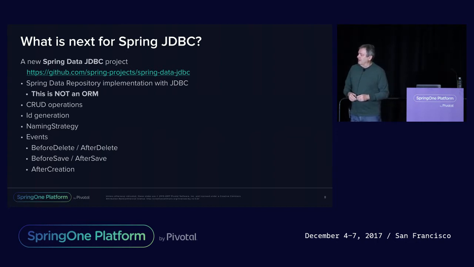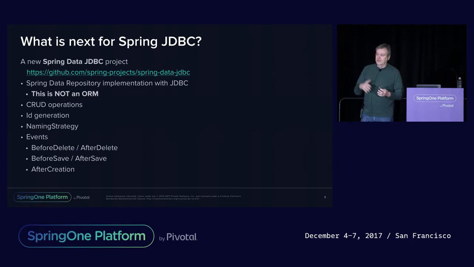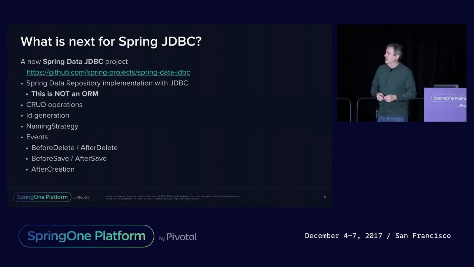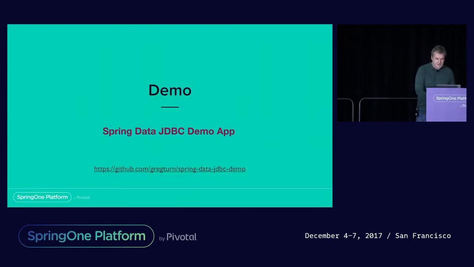And it provides you the CRUD operations for your business objects. It does support ID generation, and you can provide a naming strategy to match your business objects to your tables. And they also have some events that you can intercept, like before or after delete, before and after save, and after the object's created. So you can customize the data that actually goes in or comes out of the database. So it's still early days, and actually we had Greg Turnquist as another committer on Spring. He unfortunately couldn't make it to the conference, and he was going to show you his demo app that he created. So I'll just point you to that application.